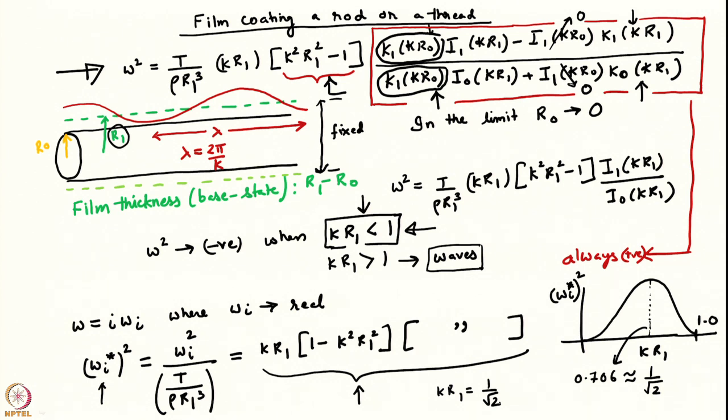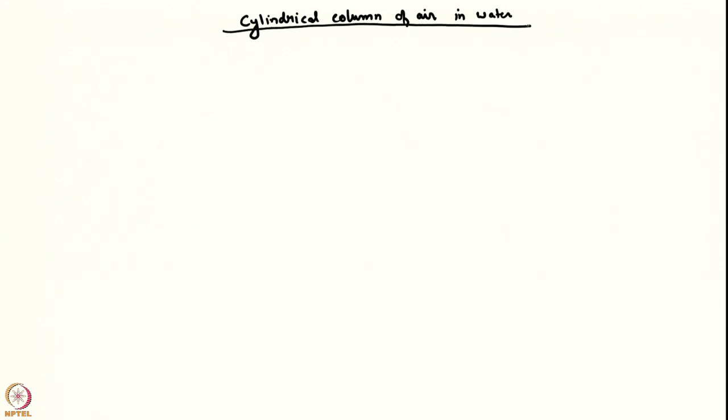Let us now move over to yet another problem where we see the same instability, and you will find that in this problem also the criteria for the instability remains exactly the same. It is a very analogous criteria that we have now seen two times. So the third problem is that of a cylindrical bubble, or a cylindrical column of air in water, let us say. Such columns of air often get trapped when waves break in the ocean, and it leads to air entrapment, trapping a cylindrical column of air just below the surface of water.